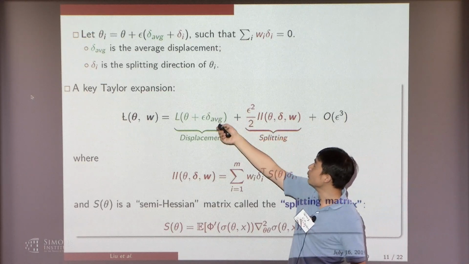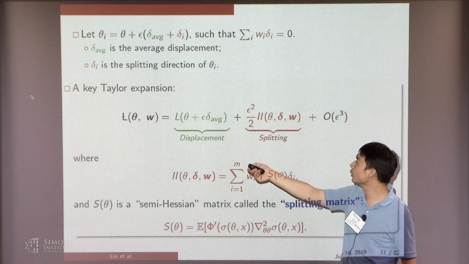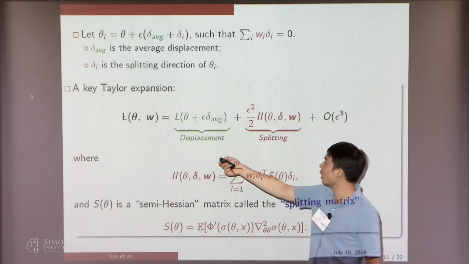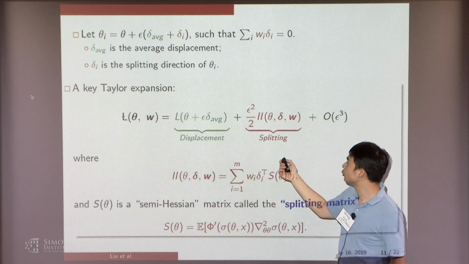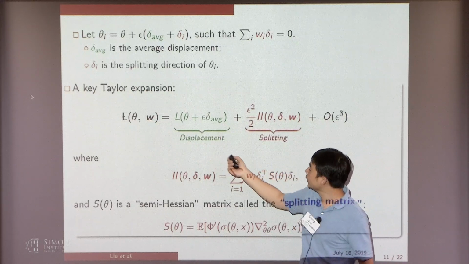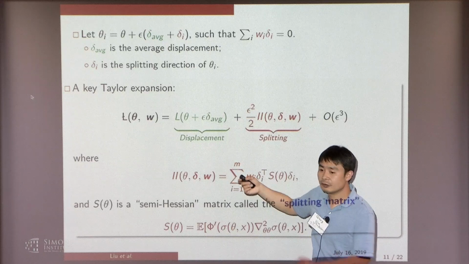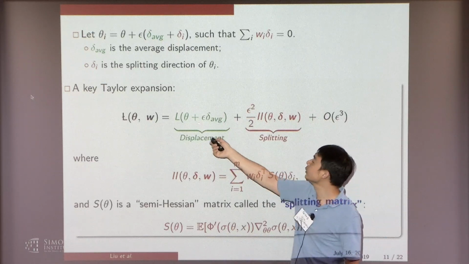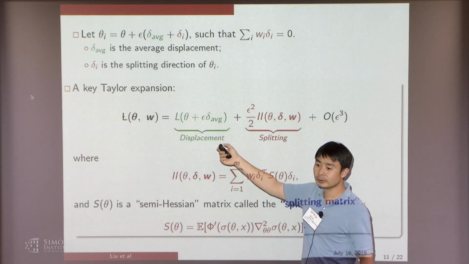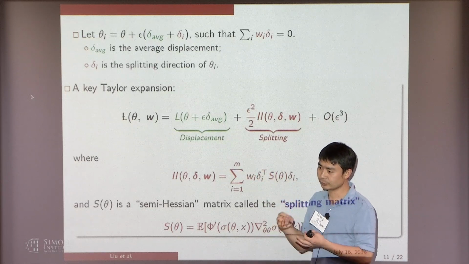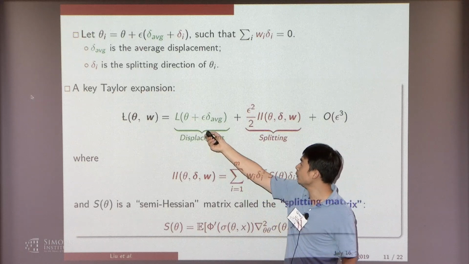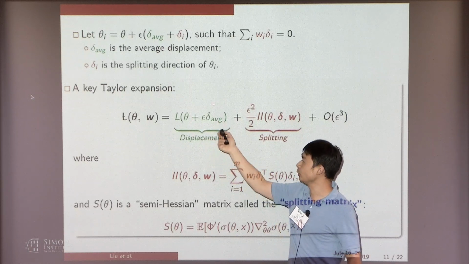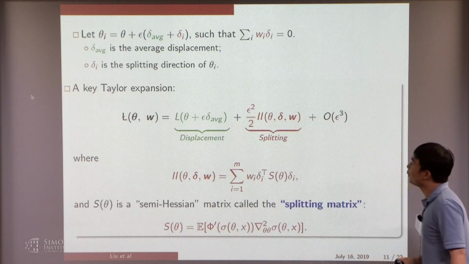And then with this, we can have this simple Taylor expansion for the augmented loss. It turns out the augmented loss equals a sum of 2 terms. The first term is the effect of the average displacement. What this means is that it's equivalent to just updating the parameter without splitting, just keeping the original neuron and updating it by delta average. So this is going to be a standard gradient descent.